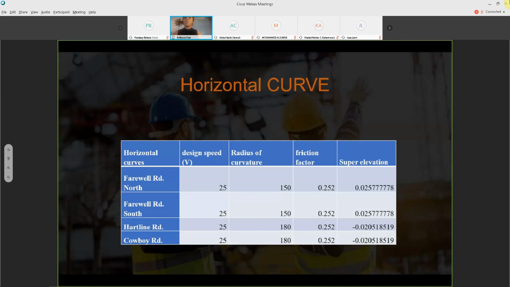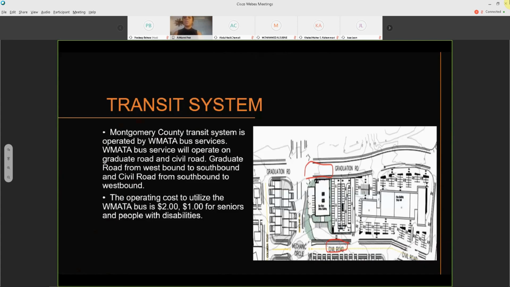Here is a chart of the horizontal curves and super elevations of roads within our layout that has sharp turns. Next slide. Using Montgomery County transit system, which is operated by WMATA bus service, and Montgomery County demographics, we were able to create a bus service on the roads circled in red, which are Graduate Road and Civil Road. And that will be all for our transportation design.